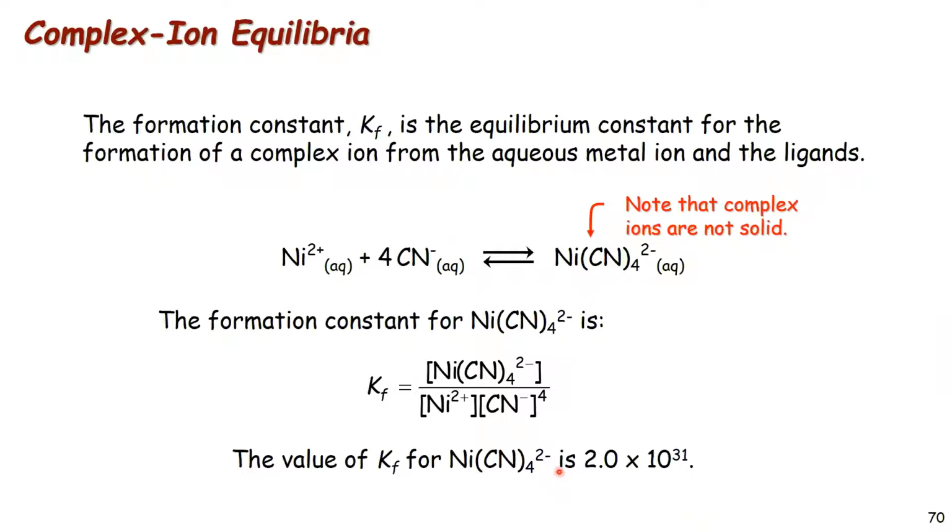So do you think the formation of the complex ion is favored, or is there going to be more product or reactant? Is the formation of the complex ion going to be favored? Keenan, what do you think? Is the formation of the complex ion going to be favored?